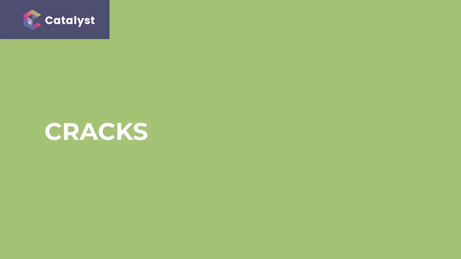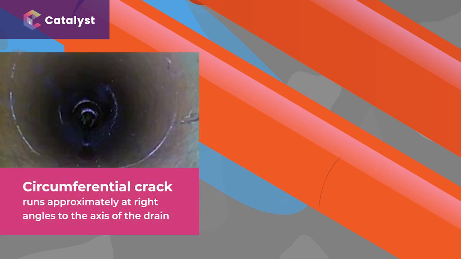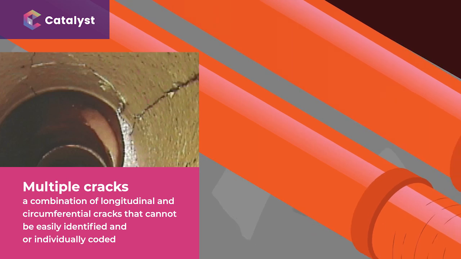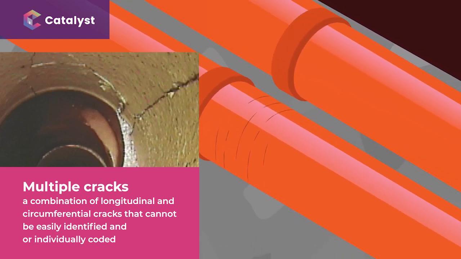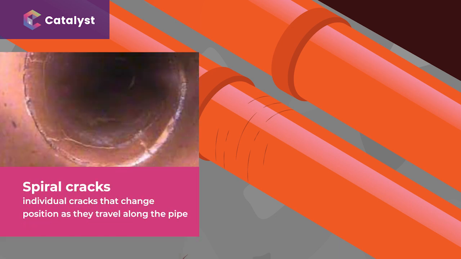Moving on to cracks. A crack is a defect on a pipe that is not visibly open. The pieces have not moved apart. A circumferential crack runs approximately at right angles to the axis of the drain or sewer. A longitudinal crack runs approximately along the axis of the drain or sewer. Multiple cracks are a combination of longitudinal and circumferential cracks that cannot be easily identified and/or individually coded. Spiral cracks are individual cracks that change position as they travel along the pipe.